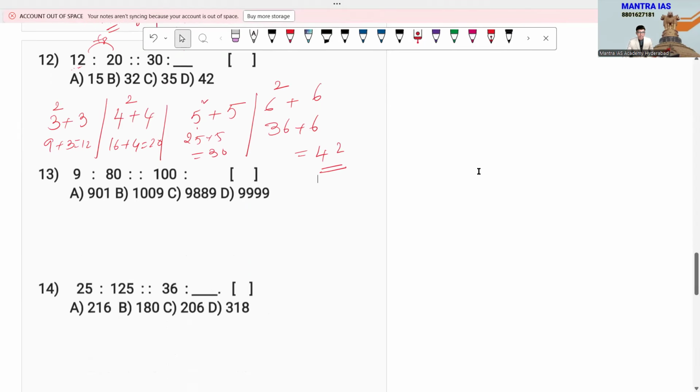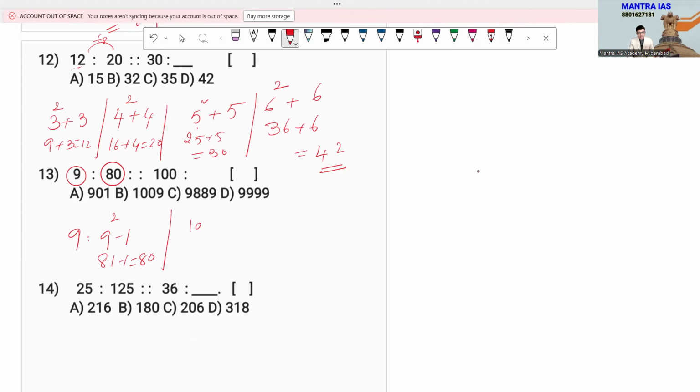Now go to question number 3. Yes, we have the relation between 9 and 80. Pakka clear. 9 square, you know the value, 81, Baba. 80 indicates minus 1. Just by looking at the question, of course, you got the answer. It's a great thing. 9 square minus 1, 81 minus 1 is 80.